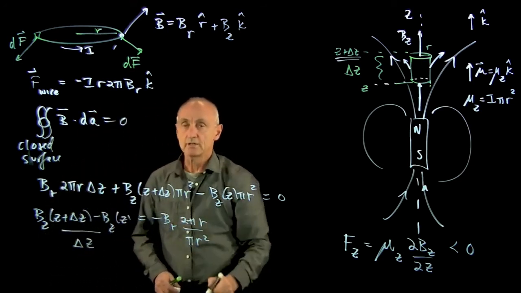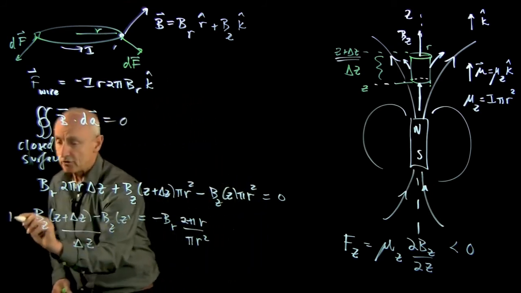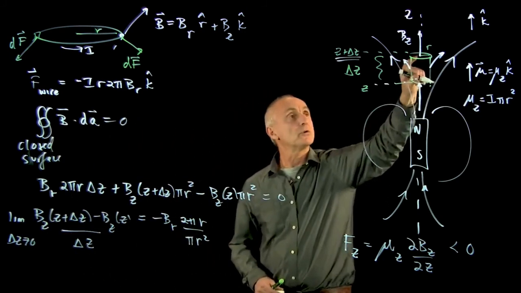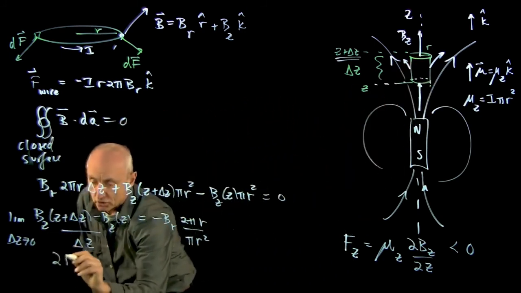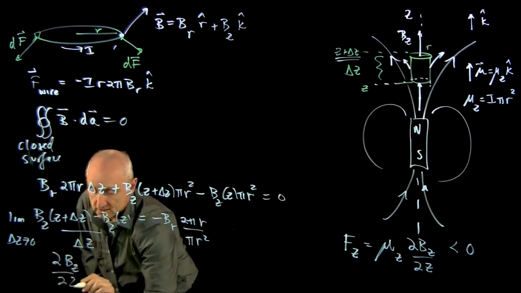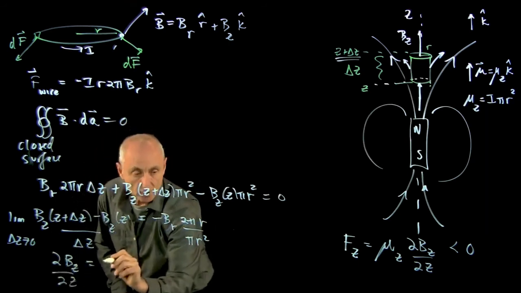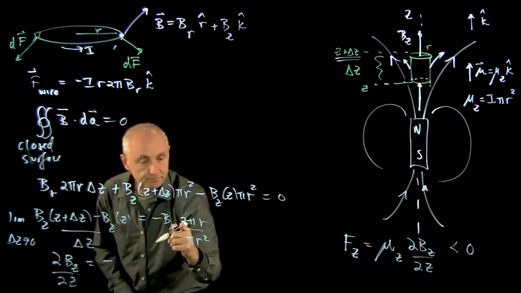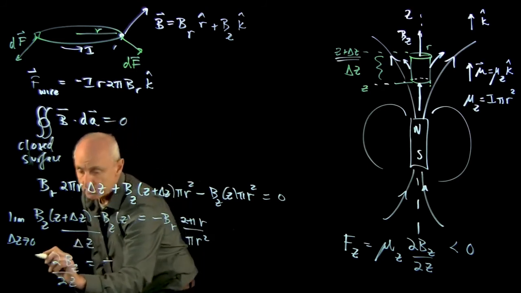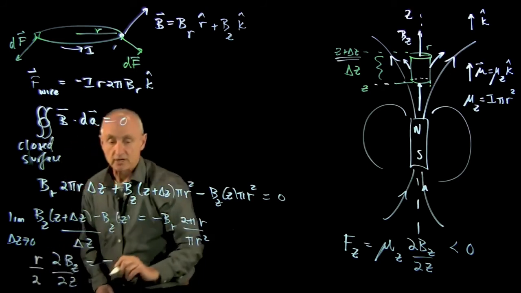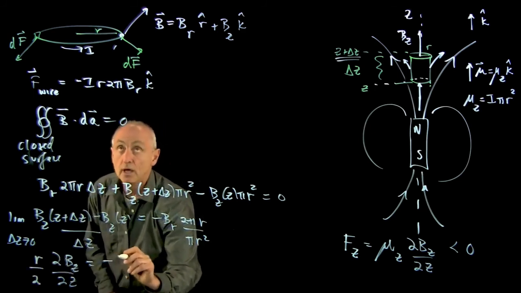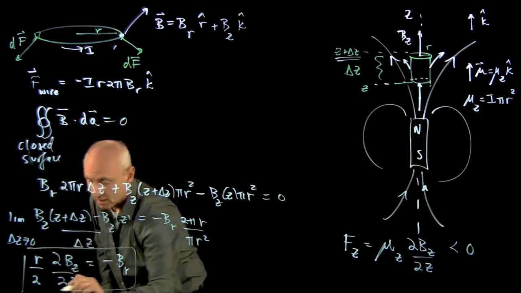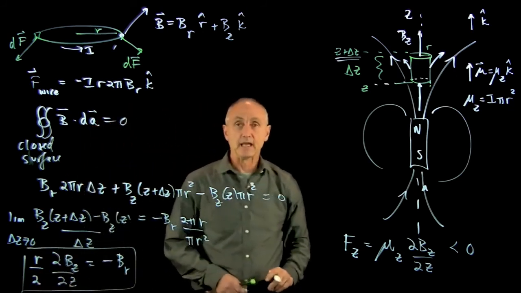So this is rewriting the conservation of magnetic flux. And now you can see that in the limit, as delta z approaches 0, this is just the partial derivative of Bz with respect to z. And that's equal to minus, let's bring the r upstairs and the 2 downstairs, that's what is equal to minus Br over r. And that is the condition of conservation of magnetic flux.